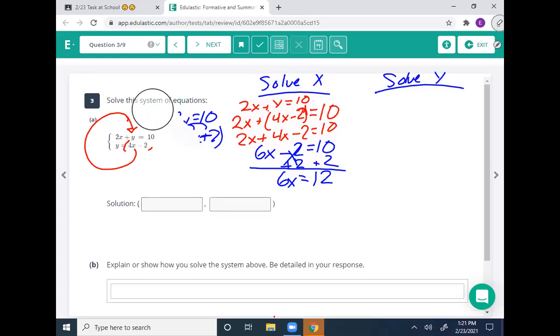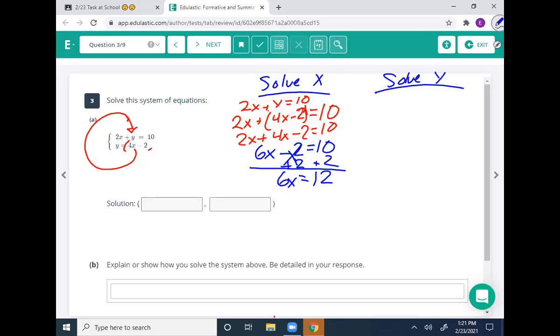Oh, perfect. Okay. So I have 6x is equal to 12. I'm done. No. What do I got to do, Tiana? You have to put the things in the solution. Yep, so I have to get my x by itself. So what's my next move going to be? Division, yes. And what am I going to divide by?